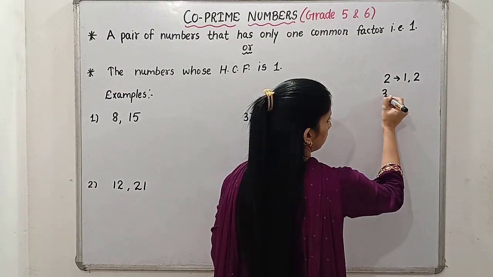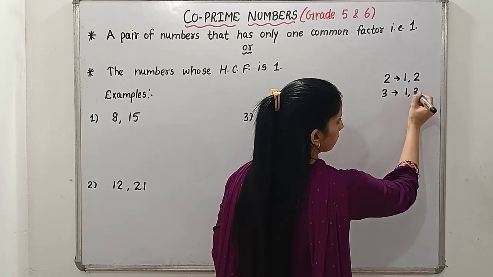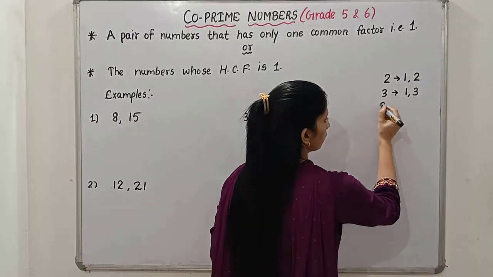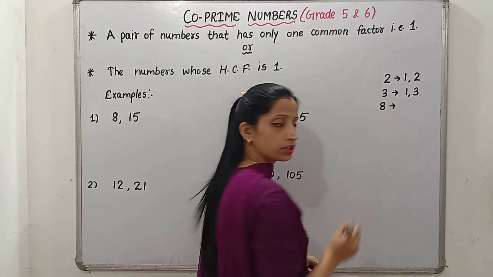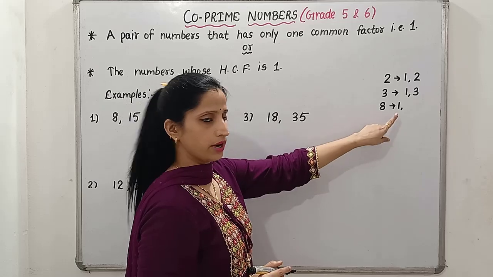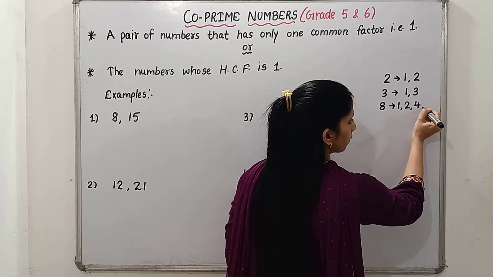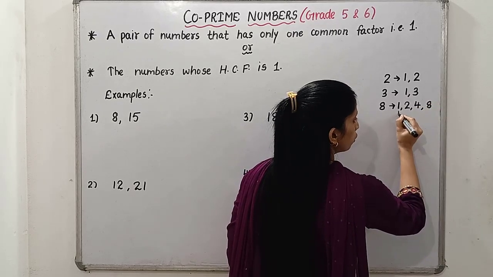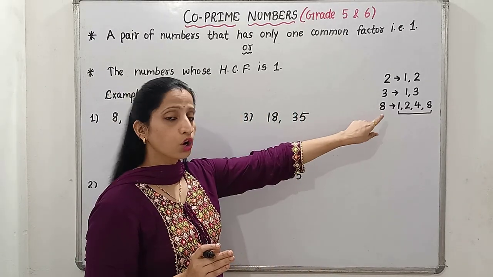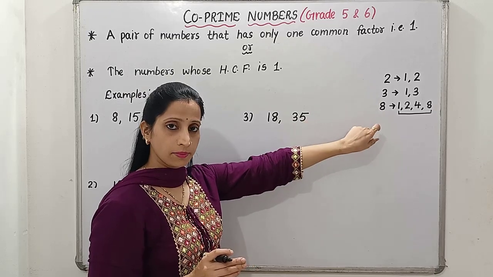Okay, let's take the number 3. 3 is again divisible by 1 and by itself. Hence 3 is also a prime number. Let's take another number, now I am taking 8. For the number 8, the first factor will be 1. 8 is divisible by 1, by 2, by 4 and then by itself. So now you can see that this number has more than two factors. Hence it is not a prime number, it is a composite number. Okay, so that was all about prime numbers.